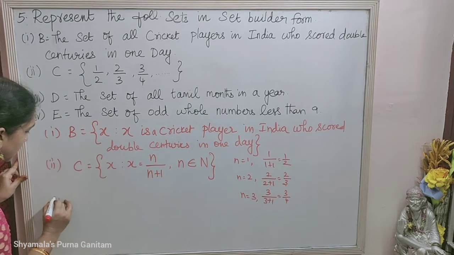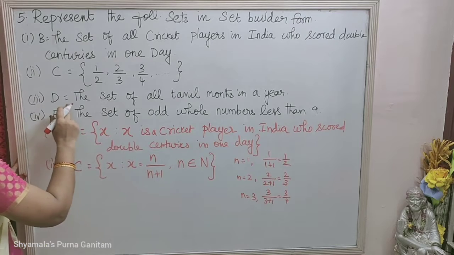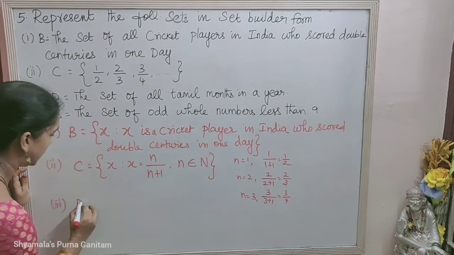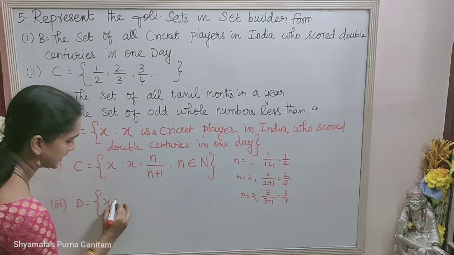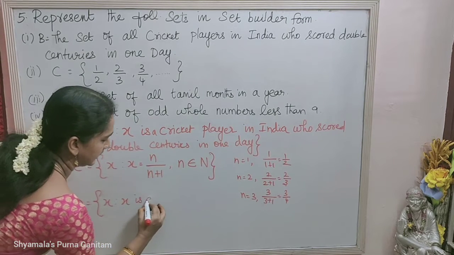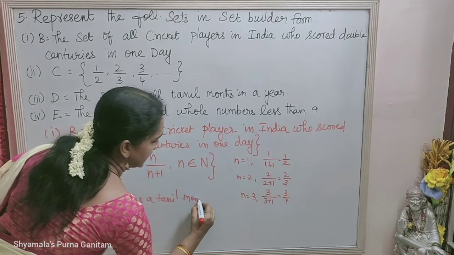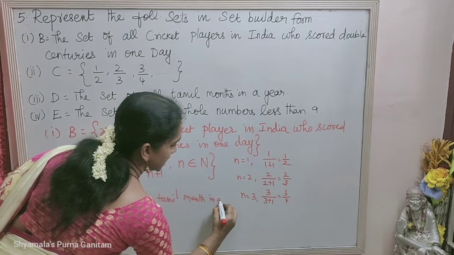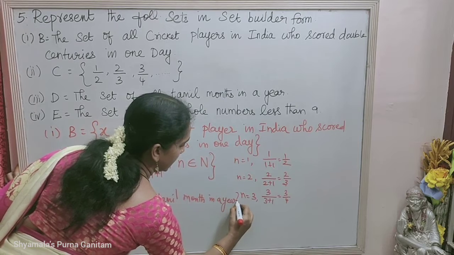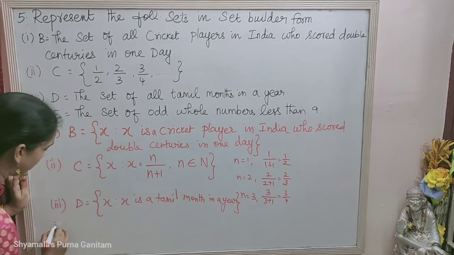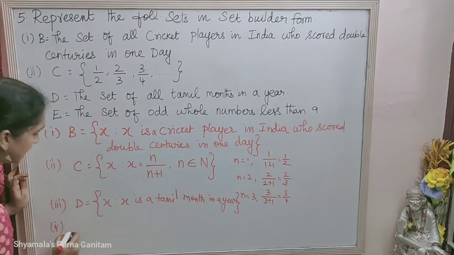Then the third one is D is equal to the set of all Tamil months in a year. So D is equal to X such that X is a Tamil month in a year. X such that X is a Tamil month in a year. That's all.